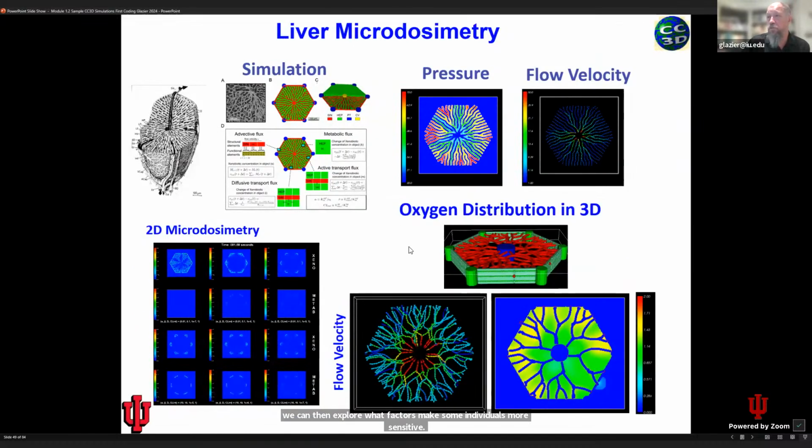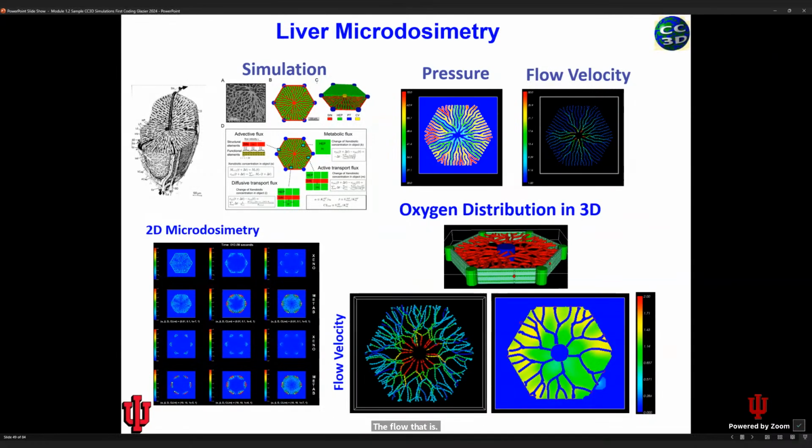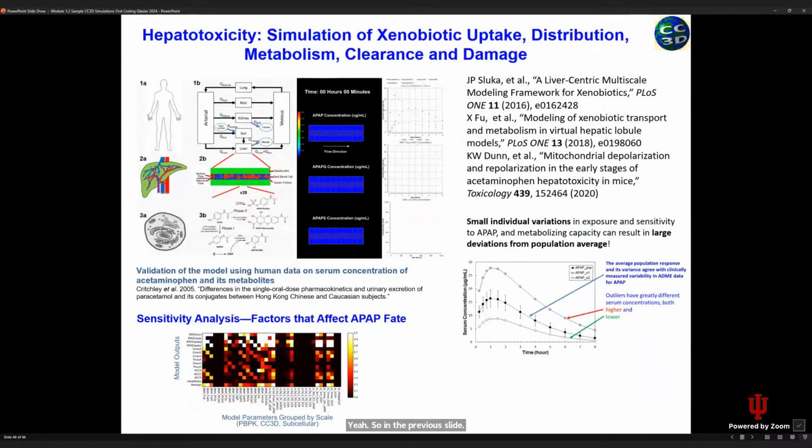You can also build much more detailed models of the flow in the liver, which are pretty complicated, the flow, that is, and look at the microdosimetry question. Yeah, so in the previous slide, you had that simulation of blood flow within a tube. Yes. So in that case, what is the nature of the flow? Like, is it laminar, or are you solving for the full Navier-Stokes?